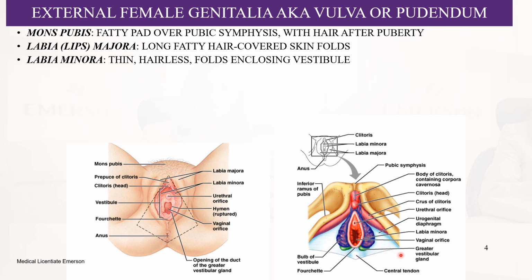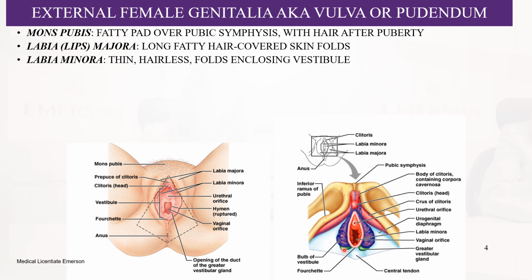The ones we are talking about, we have the greater vestibular gland, which is here. Then apart from that, we have the bulb of the vestibule. Since we said they cover something, we also need to know from the diagram what they actually cover. So this is what we are talking about. We have the greater vestibular gland, and you have the bulb of the vestibule.